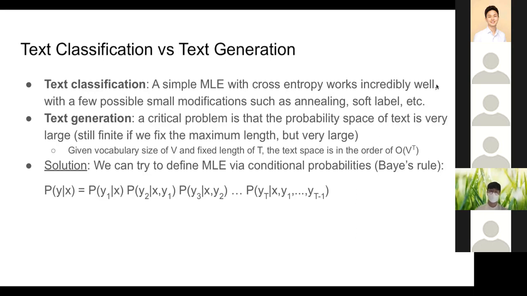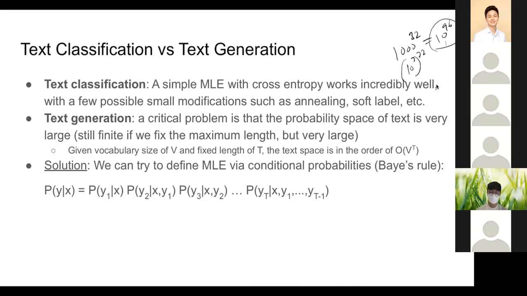Then your text base is V to the power of T, with V being, for instance, 10,000. And then let's say the length of T was 32. This is equivalent to 10 to the power of 96, right? Because this is 10 to the power of 3, to the power of 32. And how large is this number?